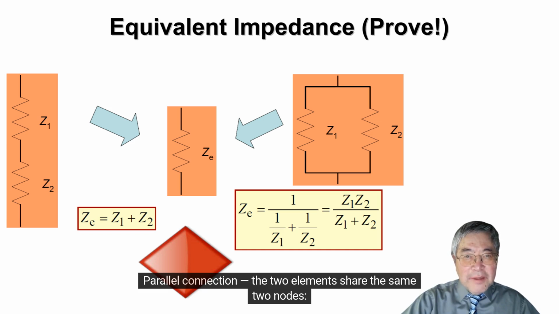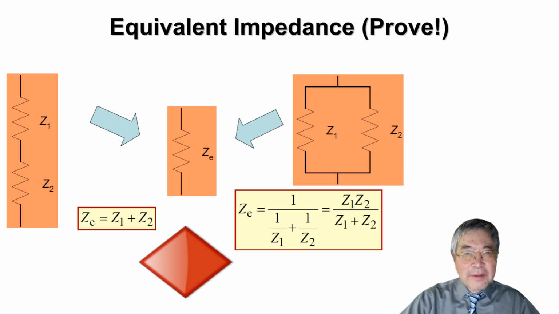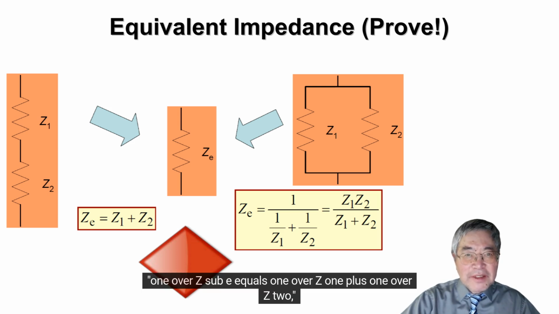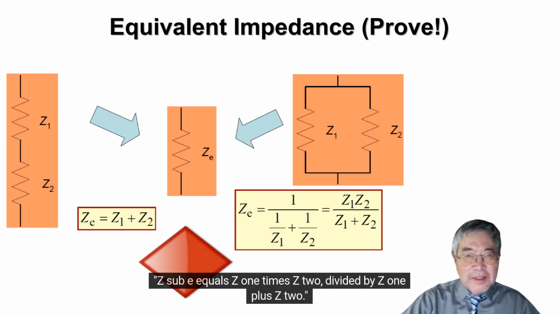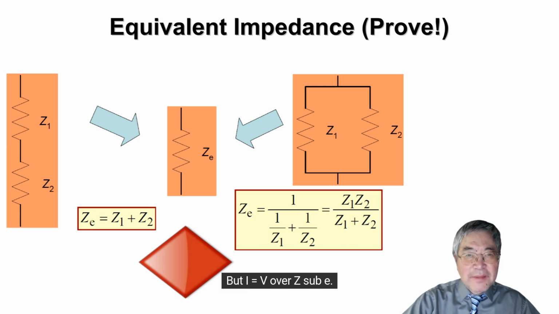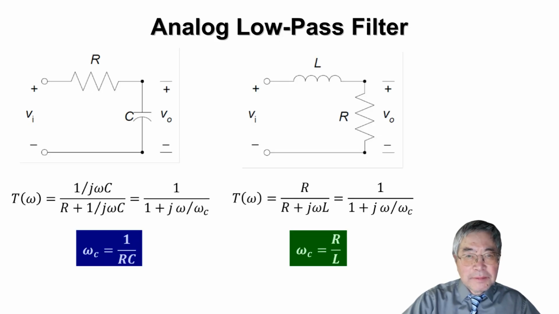Parallel connection. The two elements share the same two nodes. The voltage across each is the same and the currents add. So the equivalent is 1 over Z_E equals 1 over Z1 plus 1 over Z2. Or equivalently, Z_E equals Z1 times Z2 divided by Z1 plus Z2. Quick proof, spoken. Let the common voltage be V. Currents are I1 equals V over Z1 and I2 equals V over Z2. Total current I equals I1 plus I2 equals V times 1 over Z1 plus 1 over Z2. But I equals V over Z_E. Cancel V to get the reciprocal form above.